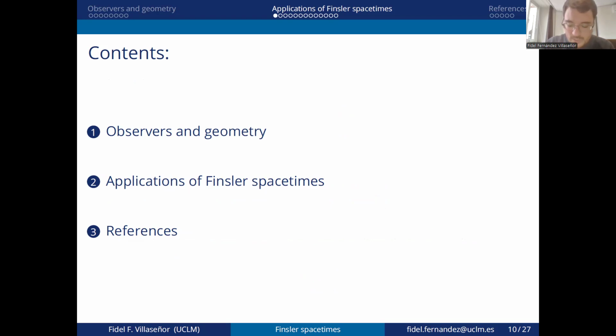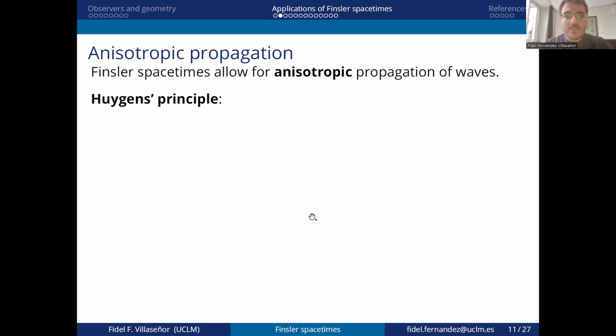I will start with some topics related to signal propagation and wave propagation, and then I will move to the cosmological applications after that. But starting with propagation, anisotropic propagation. Finsler spacetimes inherently contain anisotropy, and this allows for anisotropic propagation of waves, say. So waves that do not propagate the same in different directions. How do we study propagation?